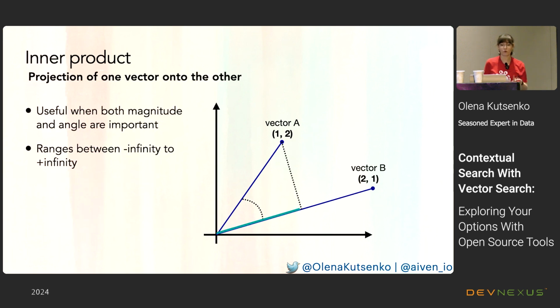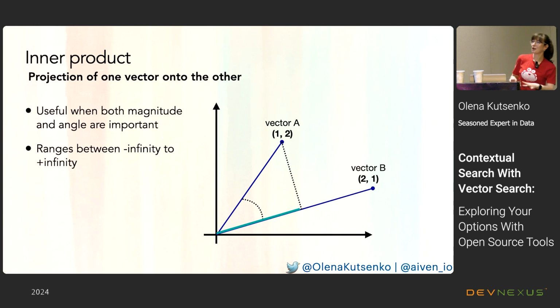And the last metric which I wanted to show is, if you do care about the angle between the values, but also you do care about the magnitudes, then you can look into inner product, that will be doing the projection of one vector on another.